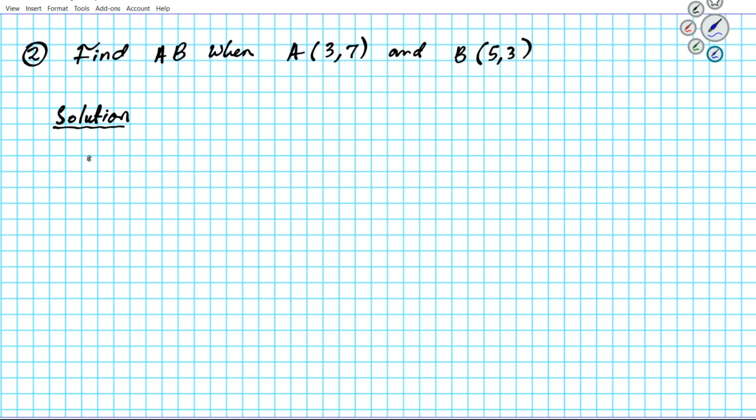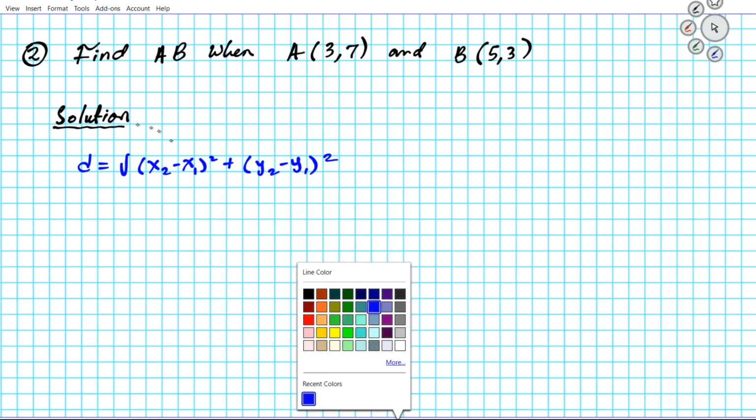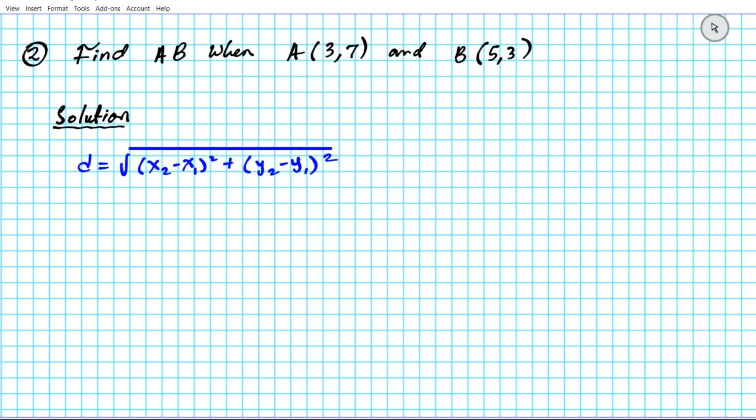Let's take a look at our distance formula again. Distance is the square root of your run squared plus your rise squared, like that. Then let's put in our radical bar. Okay, so now we just need to figure out what is x1, y1 and x2, y2. Plug it in and we're good to go. So for point A, we have (3, 7). And B, we have (5, 3).